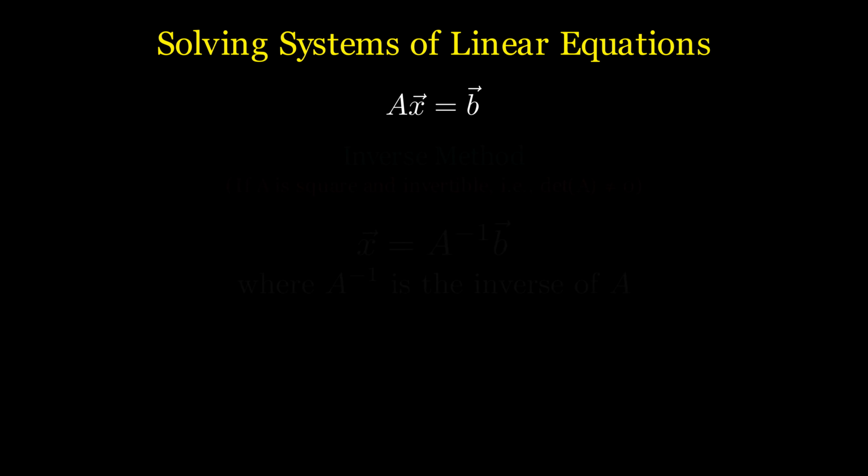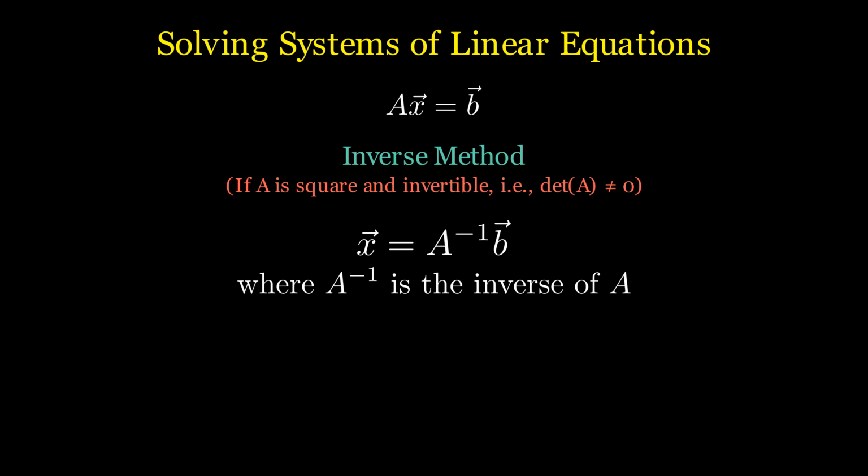If the matrix A is square and invertible, meaning its determinant is not zero, we can find its inverse, denoted A superscript minus 1. The solution to the system A times x equals B is then simply given by x equals A inverse times B. Finding the inverse can be computationally intensive, but once you have it, solving for different B vectors is fast.